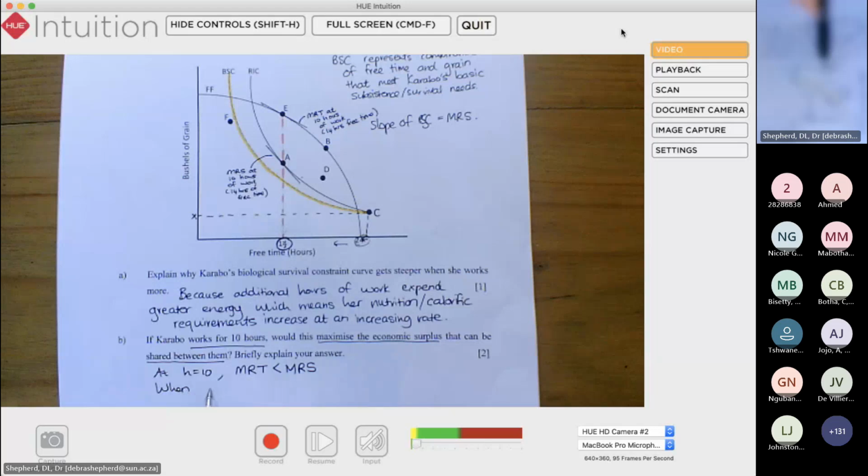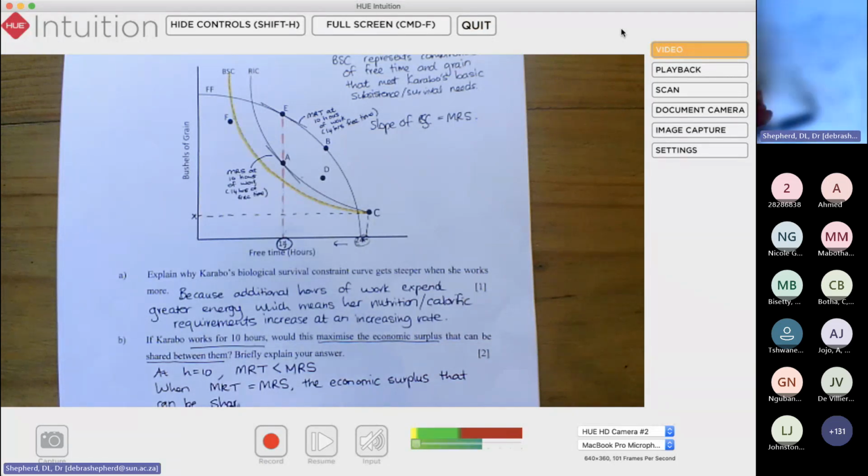When MRT equals MRS, the economic surplus that can be shared is maximized.